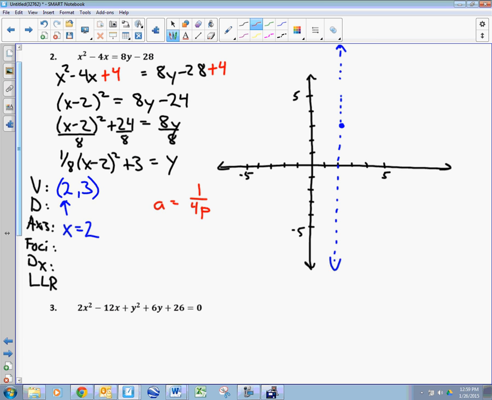What is my a value? What is the coefficient in front? 1/8. 1 over 8 is then equal to 1 over 4p. We don't even need to cross multiply. You just look at that. What is the p value? 2. The focus sits on the inside of the parabola. So I move 2 units up or 2 units down.